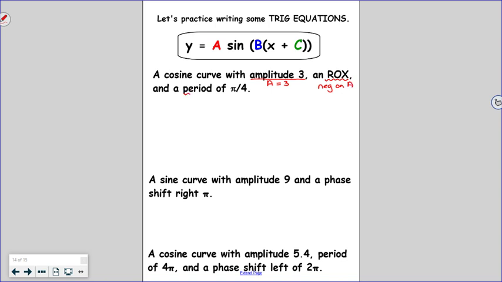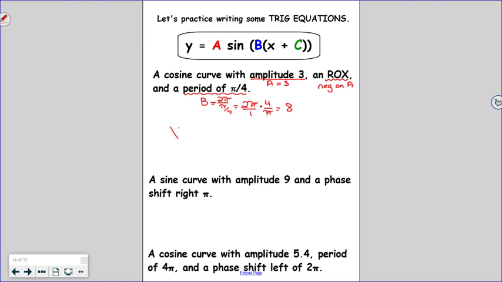And then we did talk about this today, period of pi over 4. That helps us find the b value, but it's always 2 pi divided by the period. So if the period is pi over 4, 2 pi divided by pi over 4 means multiply by the reciprocal, 4 over pi. Multiply straight across the top, straight across the bottom. Those pi's are going to cancel, right? We end up with a b value of 8.